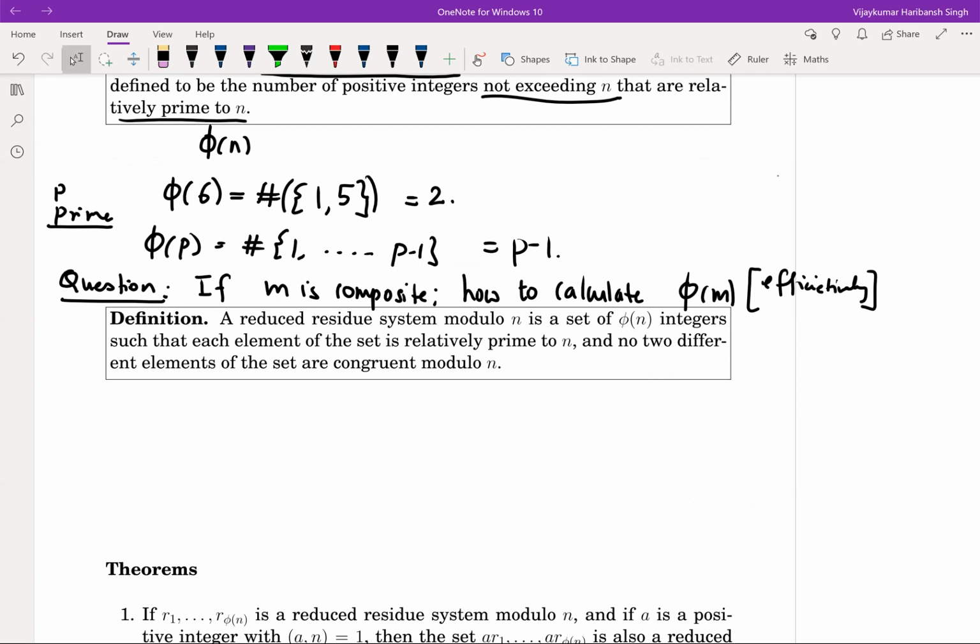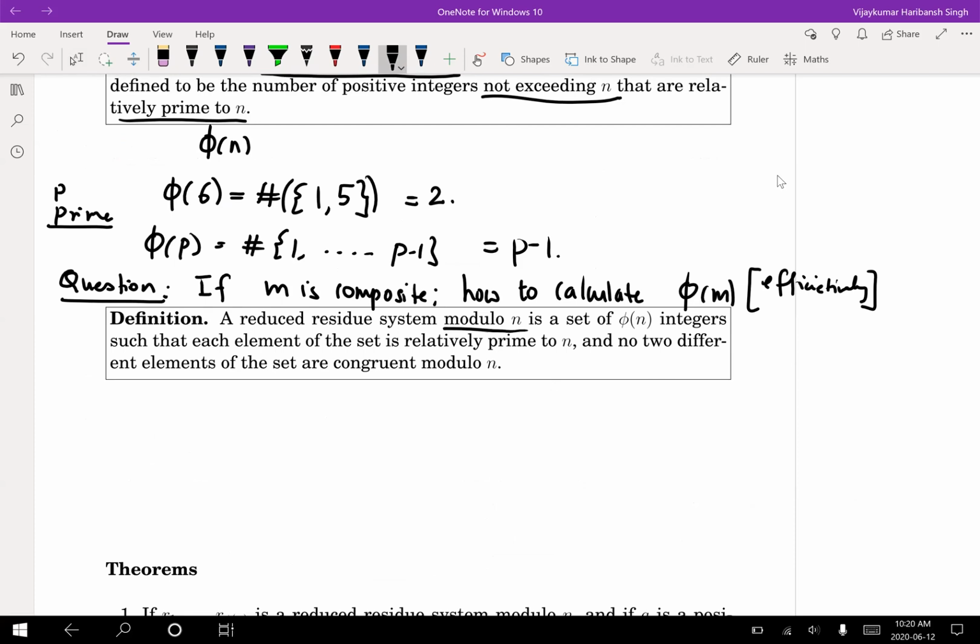So let's have another definition. A reduced residue system modulo n is a set of phi of n integers such that each element of the set is relatively prime to n, and no two different elements of this set are congruent modulo n.